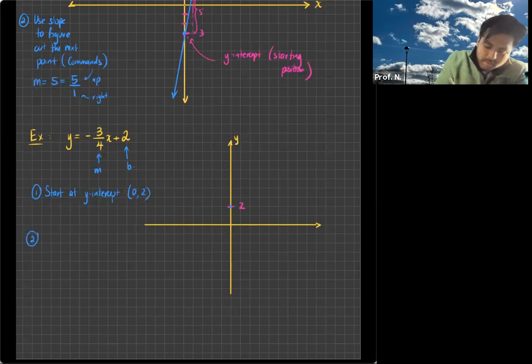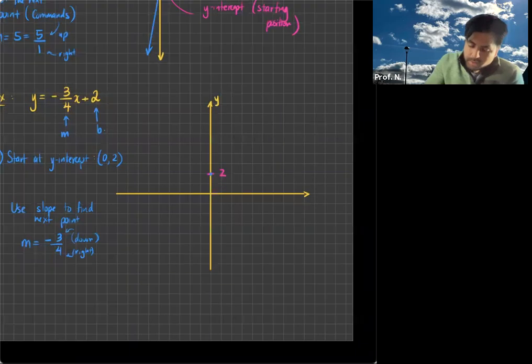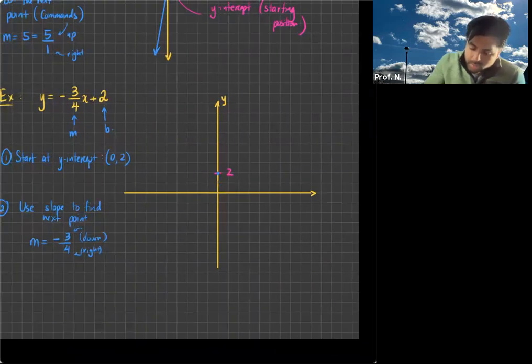The second thing is use the slope to find the next point. So now I have to look at it as a command. My slope here is negative 3 over 4. So negative 3 is associated with moving downward, and 4 means I still move to the right. So I'm going to be moving 3 units downward, 1, 2, 3, and then 4 units to the right, 1, 2, 3, 4.